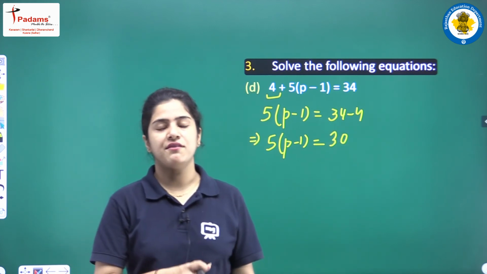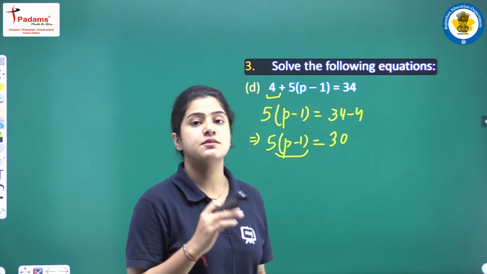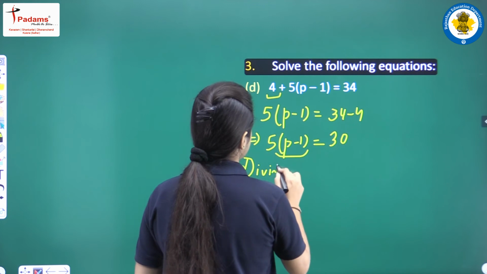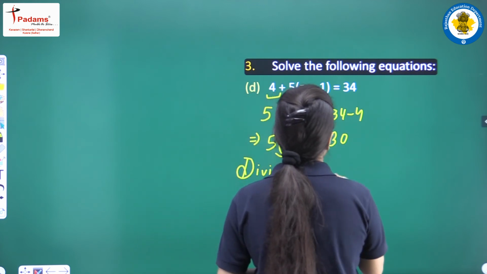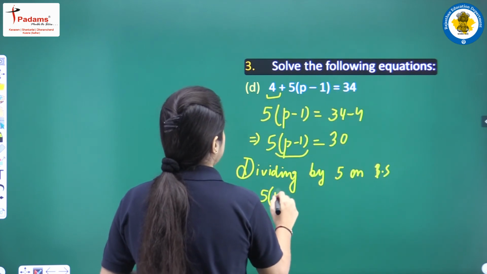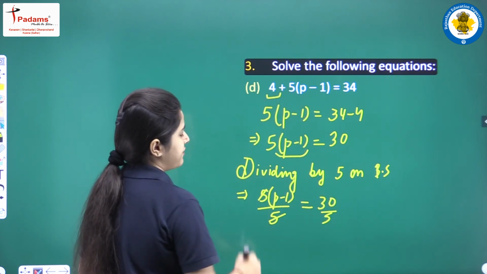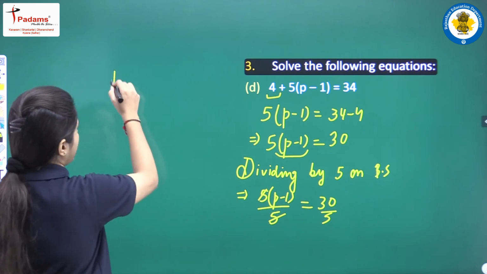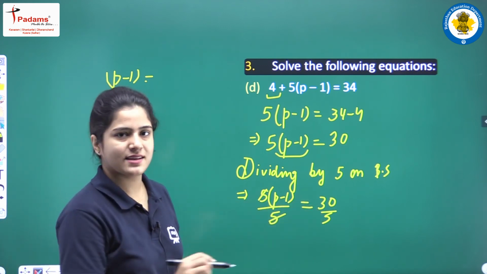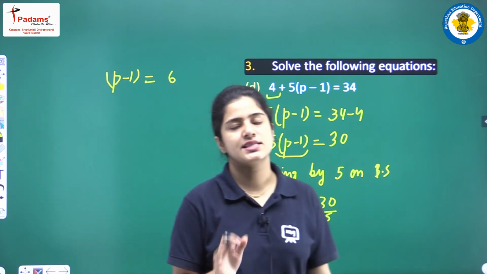Now have a look students, 5 is in multiplication with the complete bracket, right. So we have to divide by 5 on both the sides, because we want to eliminate this 5, right. So dividing by 5 on both the sides, okay students. So 5 P minus 1 upon 5 is equal to 30 upon 5. 5 and 5 will cancel out each other students. What is left? P minus 1 is left, okay. So this is 30 divided by 5 is equal to 6, okay. So this is 6. Now students, P minus 1 is equal to 6, right.